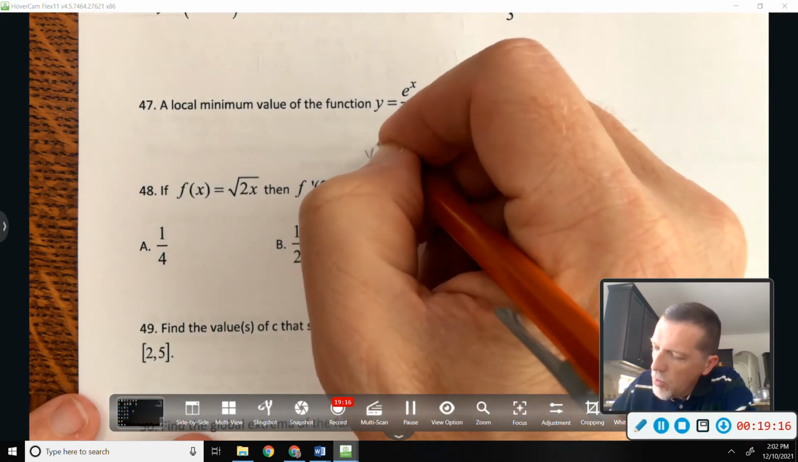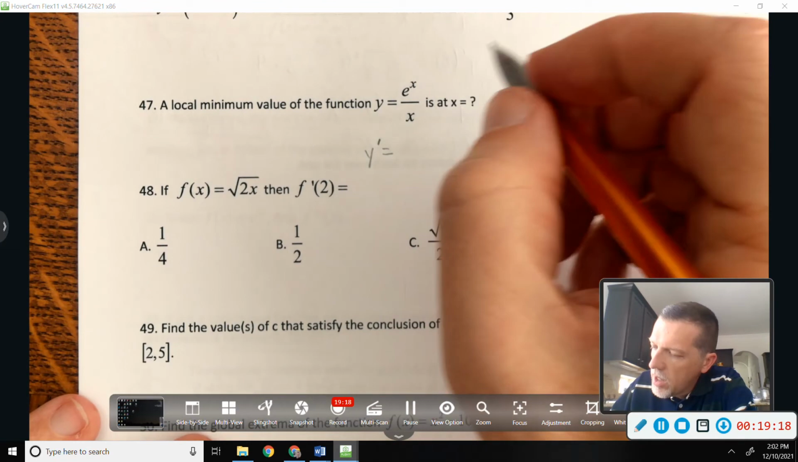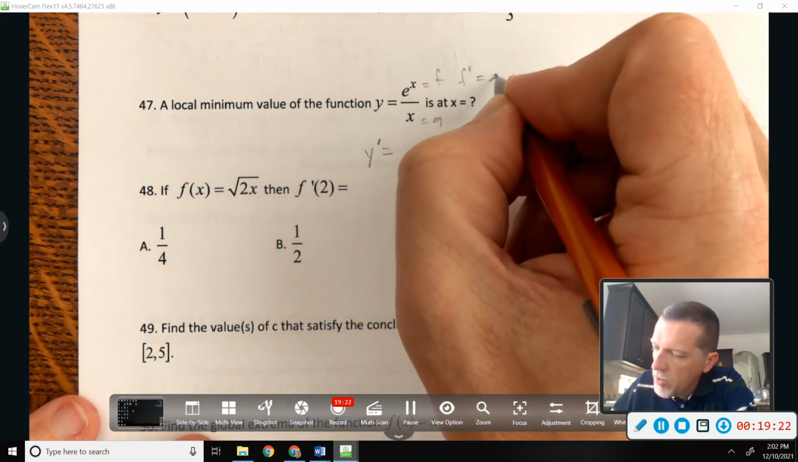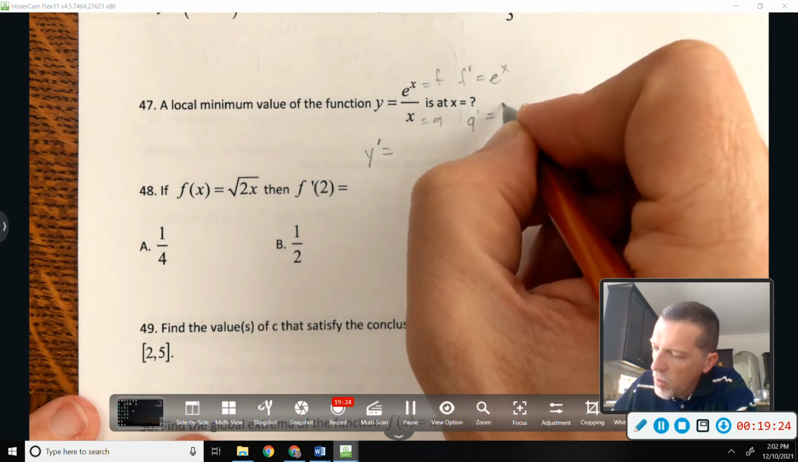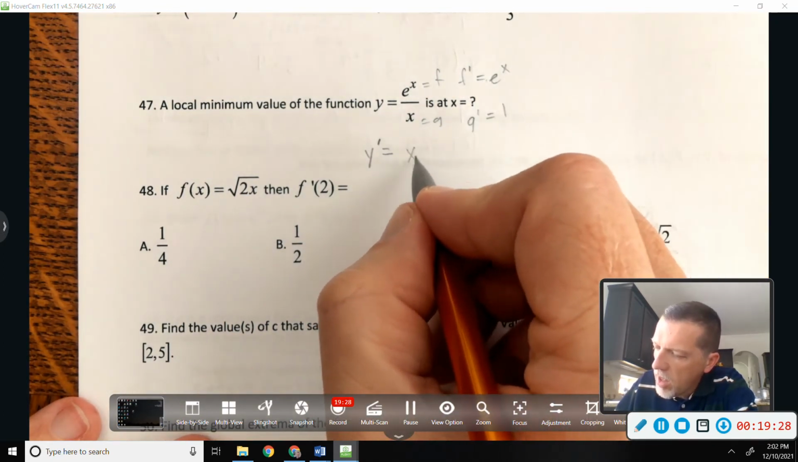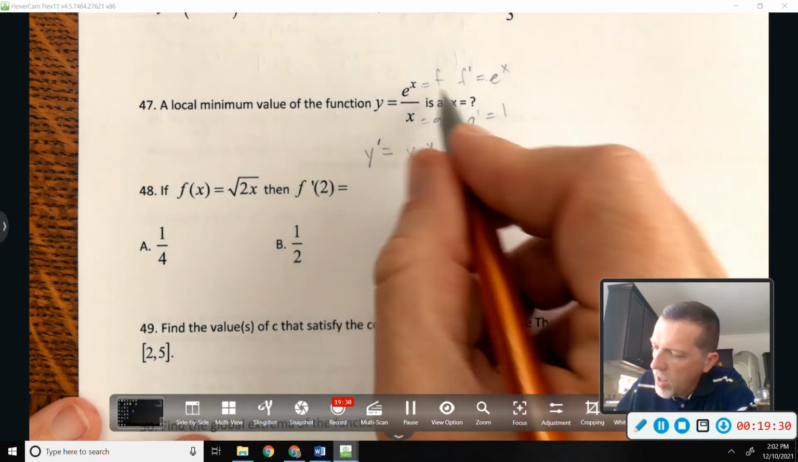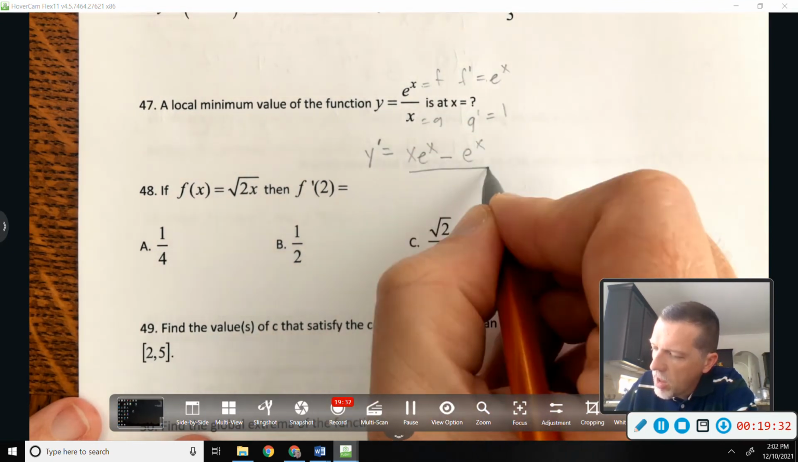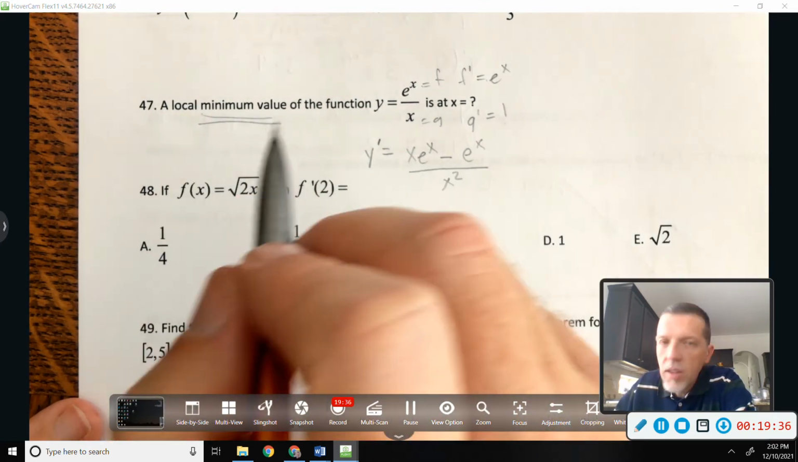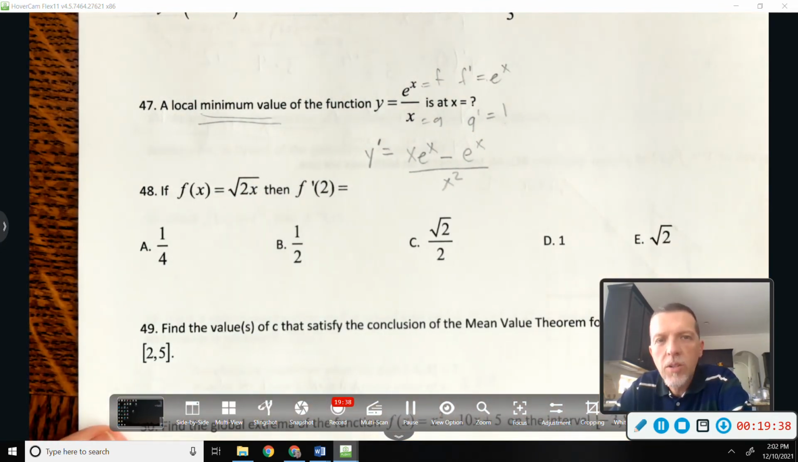So y prime would be, let's see, I'll slow down here. f prime is e to the x. g prime is 1. g f prime minus f g prime all over g squared. Minimum. So let's find where that's equal to 0, and then we can do a, I don't want to do a second derivative test, I'll do a first derivative test, a number line test.